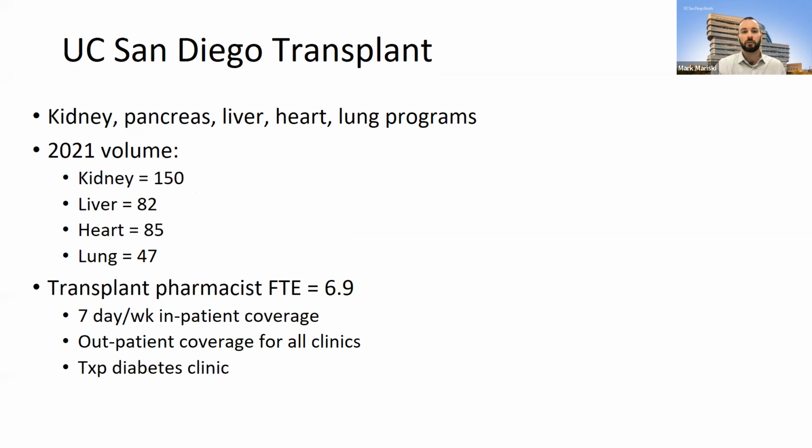So between our abdominal and cardiothoracic programs, you can see our various volume from last year. And then we currently have 6.9 FTEs between both programs, divided roughly half and half between abdominal and cardiothoracic. That does include 7-day-a-week inpatient coverage. We shrink down to one pharmacist on the weekend that covers all services, and also all our outpatient transplant clinics and a couple days a month at transplant diabetes clinic.